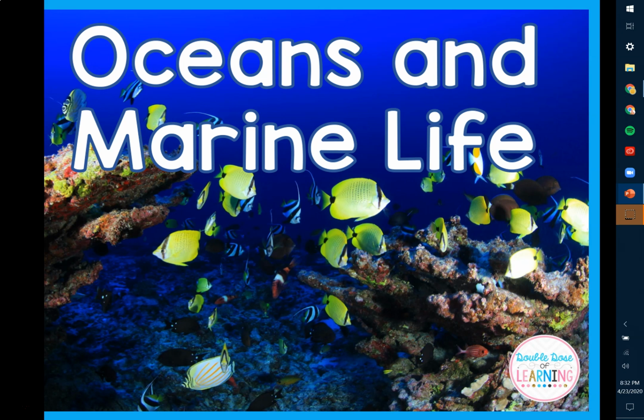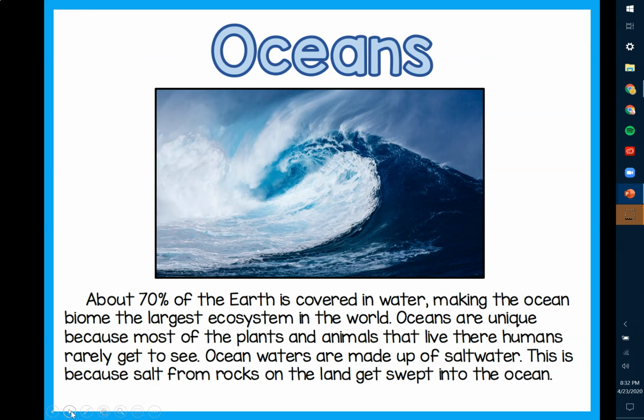And we're also going to talk about the different layers of the ocean and how we can categorize or classify the layers of the ocean. There are 3 of them. Alrighty, so here we go.